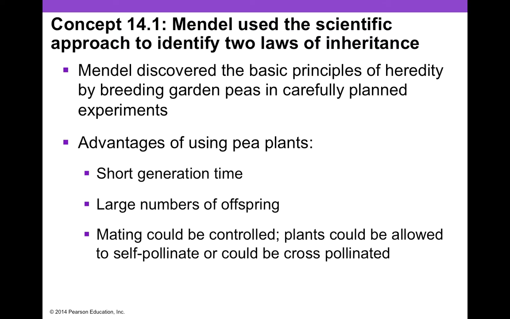Well, while he was tending to the gardens at the monastery, he made some observations and decided to work with pea plants to investigate further. Why pea plants, you ask? Well, for one, they have short generation times, so you're not waiting very long for the new generation to grow and mature. They also produce a lot of offspring, so you get good numbers. And it was very easy for him to control the pollination of the plants.